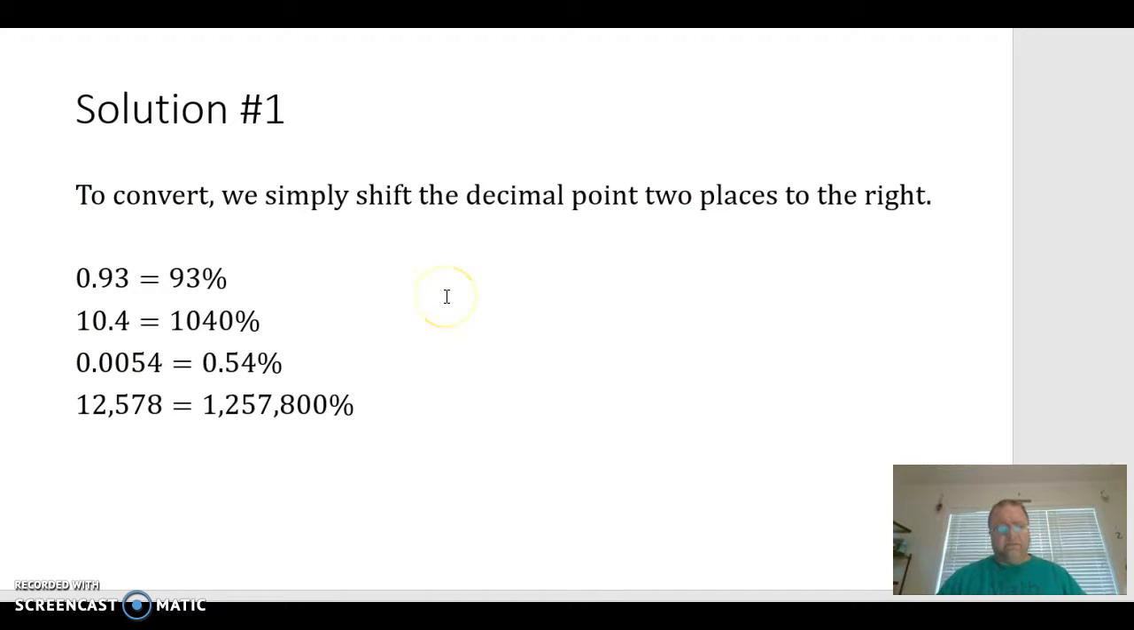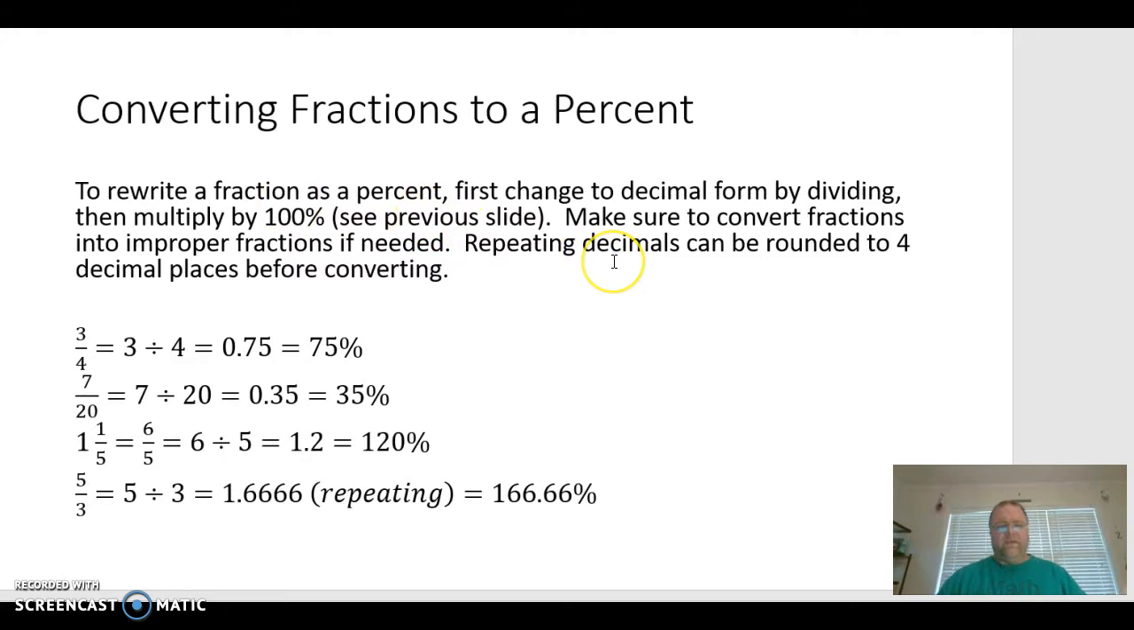So to convert it, we just shift that decimal place 2 to the right. So 2 to the right, 1, 2, we get 93%. 2 to the right, 1, 2. Since there's nothing there, we add a 0, so 1,040%. 1, 2, we still have a pretty small number there, so that's 0.54%. And we assume the decimal place is right here, so 1, 2, we add 2 zeros, and we get 1,257,800%.